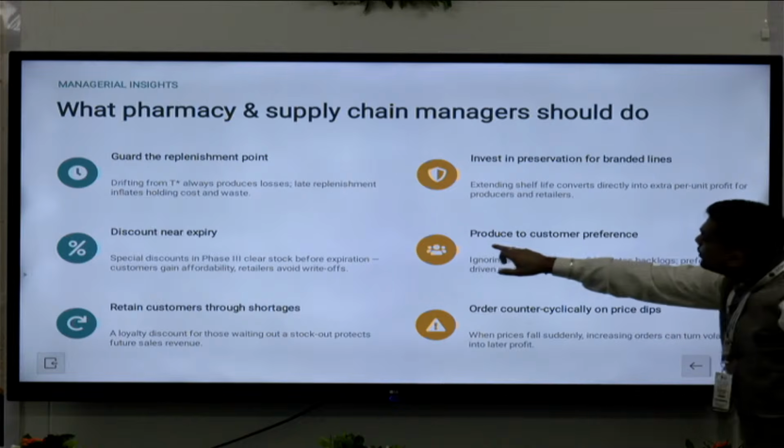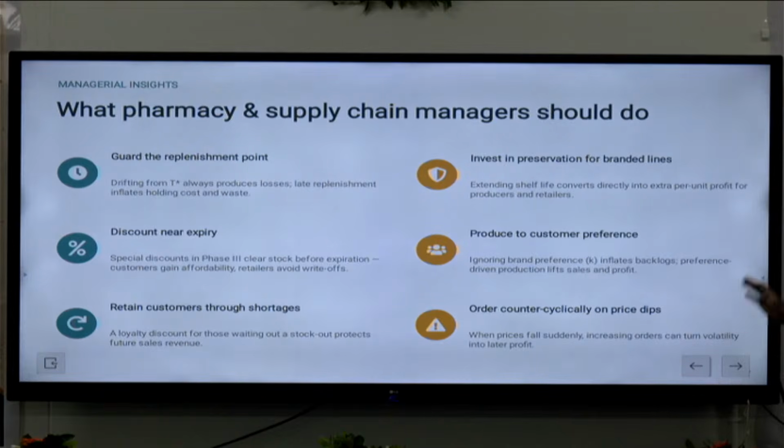Then, produce according to customer preference. Factor K plays a very significant role. If the K factor plays a significant role, demand will be high and backlog orders will always be high. If the price is slightly high, the customer will not be affected by it, and we get additional profit. Importantly, during a shortage period, the customer does not move to someone else. If I require medicine from the Mankind company, then I require the Mankind company only.